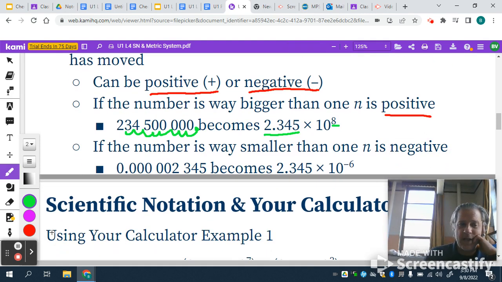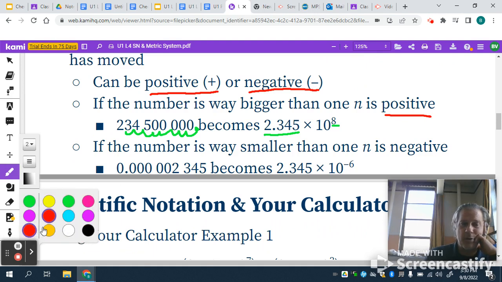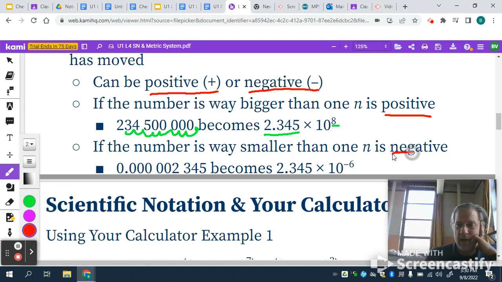Now, if the number is smaller than 1, the N value will be negative. So here we have another number, which is 0.00000002345, way smaller than 1. So if I move the decimal here, I'm 0.00002345. If I move the decimal here, I'm 0.0002345. If I move the decimal here, I'm 0.002345. If I move the decimal here, I'm 0.02345. And if I move the decimal here, I'm 0.2345.